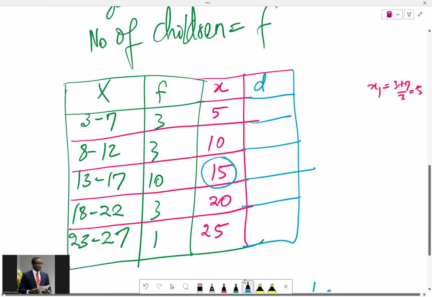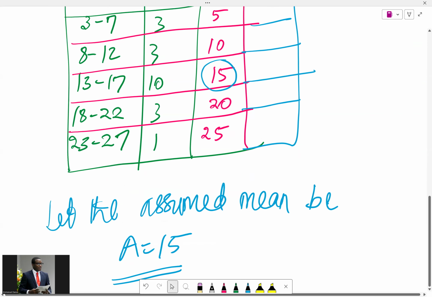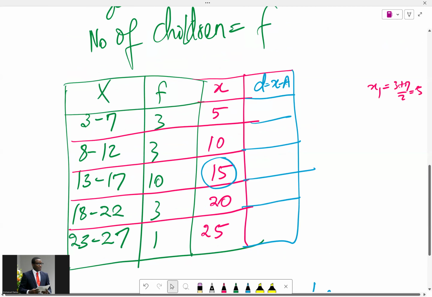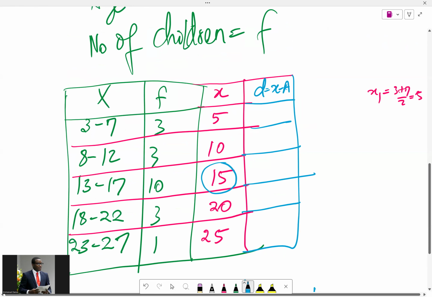That deviation is simply x minus your assumed mean. All these x's we have here minus the assumed mean. So assumed mean is 15, don't forget. So x minus that. For the first one, that's 5 minus 15, which is minus 10. 10 minus 15 is minus 5. 15 minus 15 is 0.